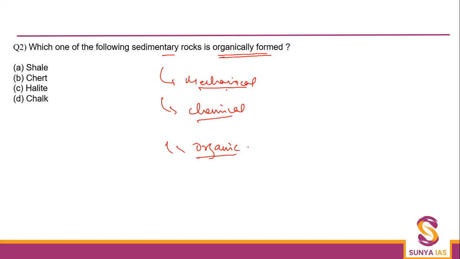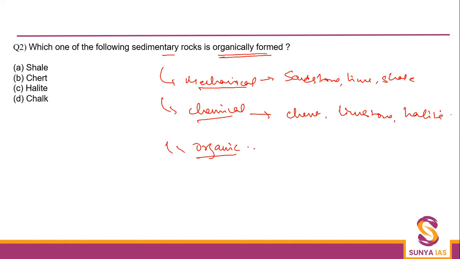If we look at some examples of mechanical weathering, sandstone, limestone and shale are examples of mechanical weathering. Then if we look at chemical weathering, examples include chert, limestone, and halite.